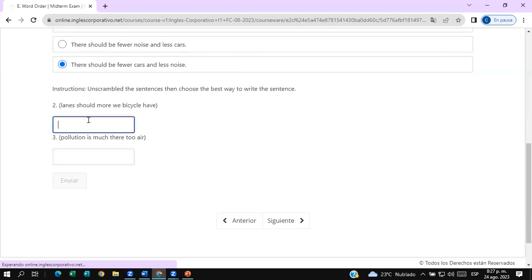We should have more bicycle lanes. Okay.